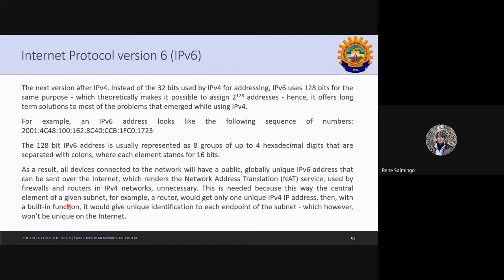This is needed because in this way, the central element of a subnet, for example a router, would get only a unique IP version 4 address. Then, with the built-in function, it would give a unique identification to each endpoint of the subnet, which would be unique on the internet.